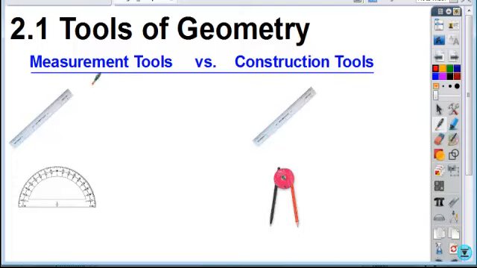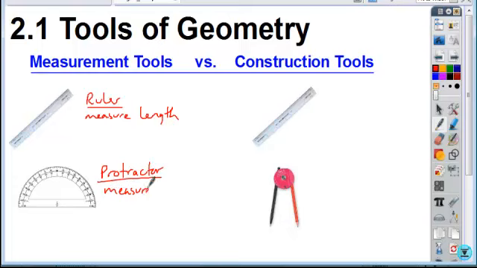So in looking at the tools of geometry, there's a difference between whether you're using measurement tools and construction tools. You need to know which is which. The measurement tools include a ruler, which allows you to measure the length of a segment, and a protractor, which allows you to measure an angle. If you're asked to identify or use measurement tools, these are the tools it's asking you to use. Now that's compared to construction tools.